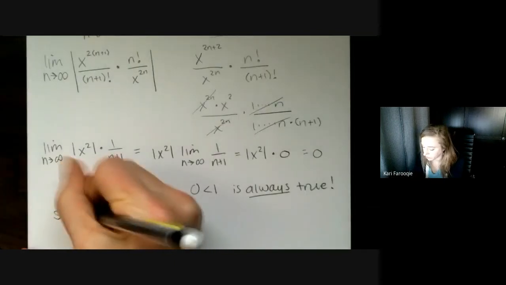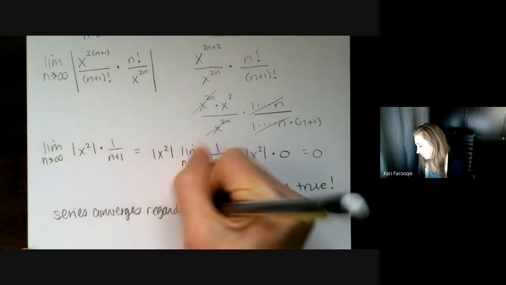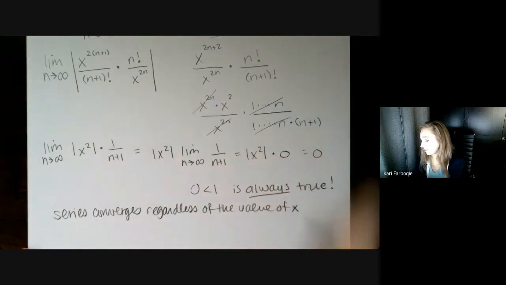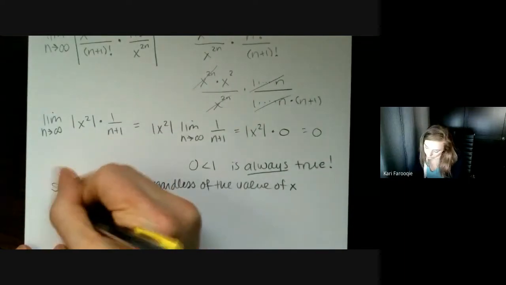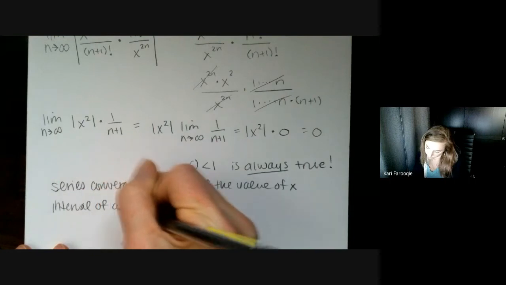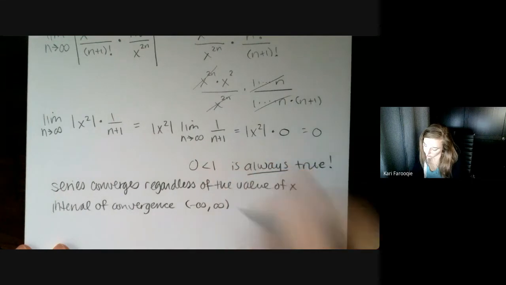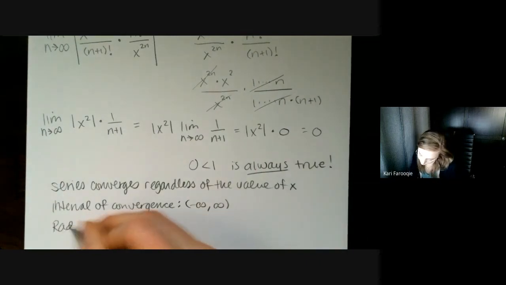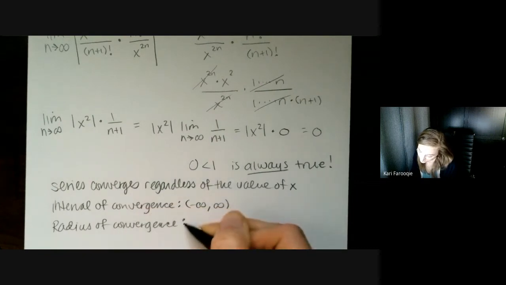So that means our series converges regardless of the value of x. Now, if that's true, that means that your interval of convergence can take on any value between negative infinity and infinity. And then, of course, your radius of convergence would be infinity, because half of infinity is infinity.